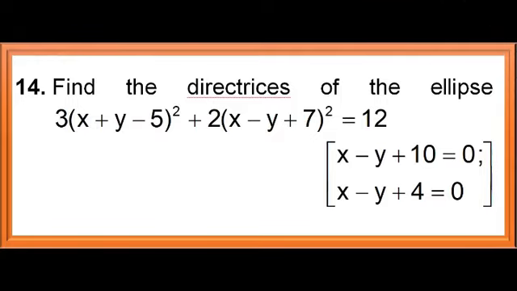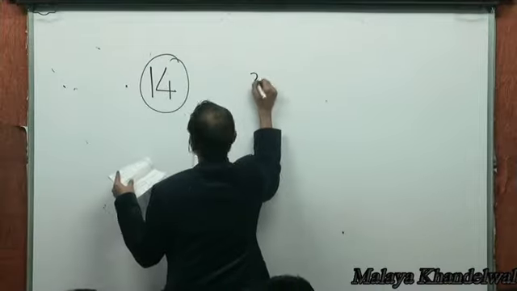Can I wipe this off? So there is an ellipse.